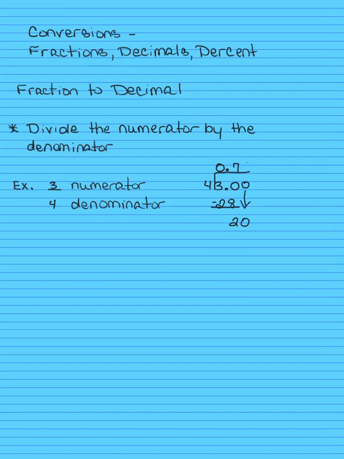4 will go into 30 7 times, which is 28. 30 minus 28 is 2. We'll add another 0 and bring it down. 4 will go into 20 5 times. So 3/4, written as a decimal, is 75 hundredths.